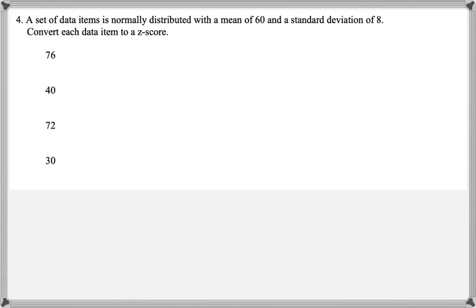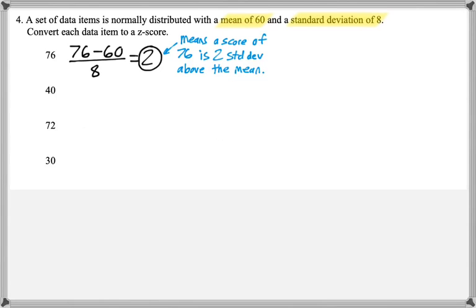A set of data items is normally distributed with a mean of 60 and a standard deviation of 8. Convert each data item to a z-score. So we want to use our formula. 76 minus 60 over 8 is equal to 2. So this means that a score of 76 is 2 standard deviations above the mean. So a 76 is very good.